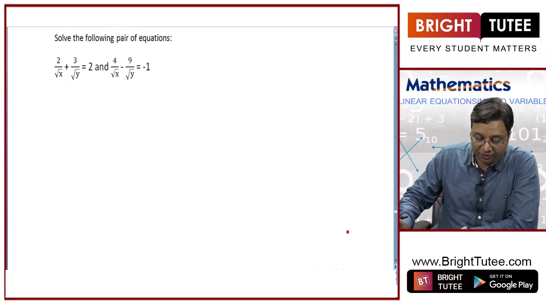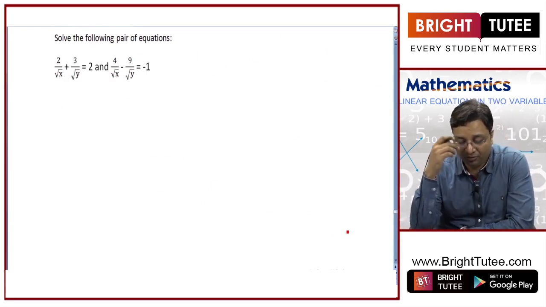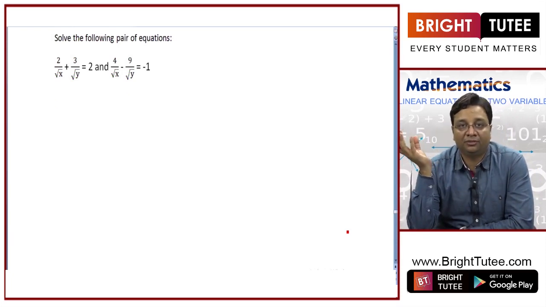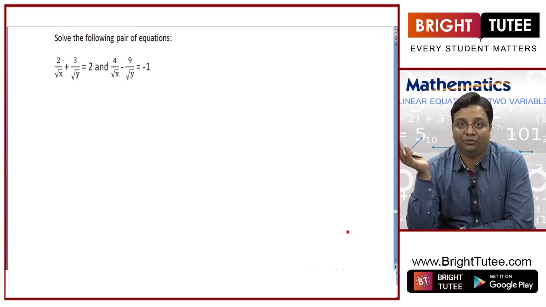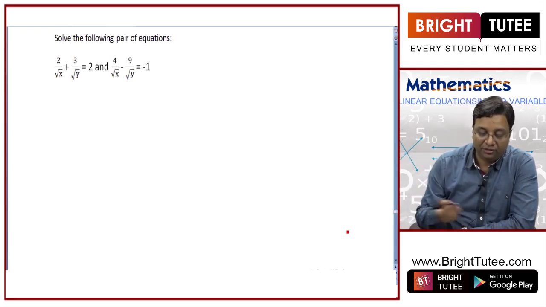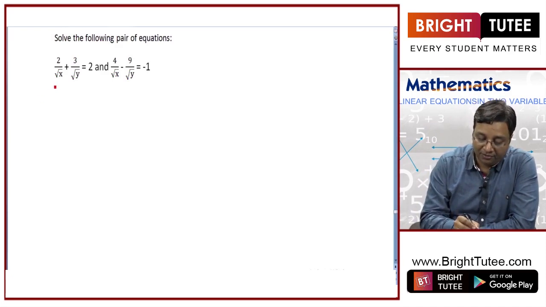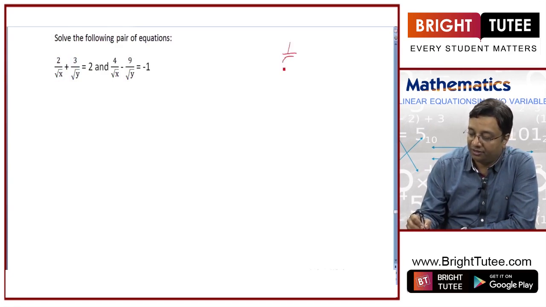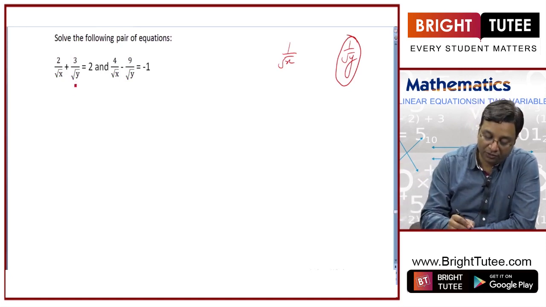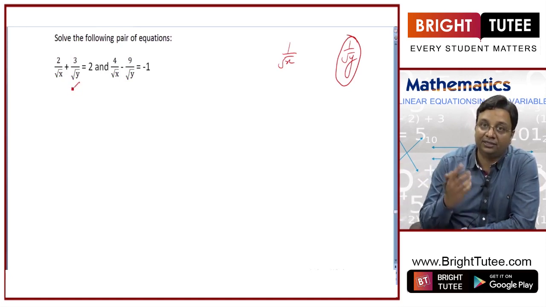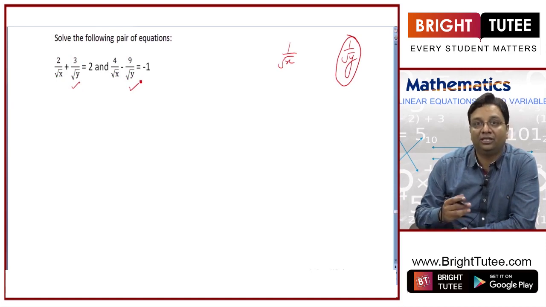Solve the following pair of equations. Now in this equation also you can replace 1 by root x by some new variable and 1 by root y by some new variable, right? Otherwise we can solve it directly also by comparing any of these coefficients. So let us say 1 by root x is a variable for me, 1 by root y is a variable for me. So what I want to do is, I want to equate the coefficients of 1 by root y, let us say. So what is the coefficient of 1 by root y here? It is 3. 1 by root y has a coefficient minus 9 here.